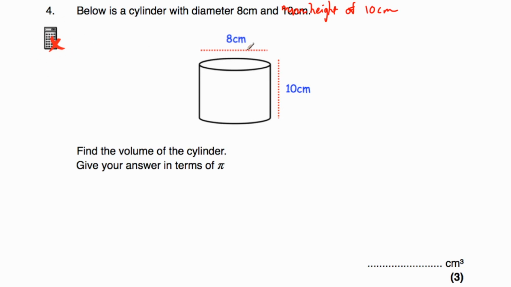So what we're going to do is find the area of the circle and then multiply it by 10, the height of the cylinder. So let's find the area of the circle to begin with. That's going to be pi r squared, so pi times.